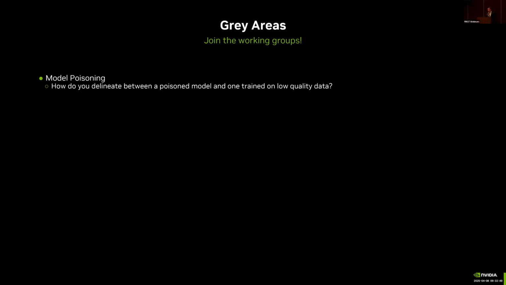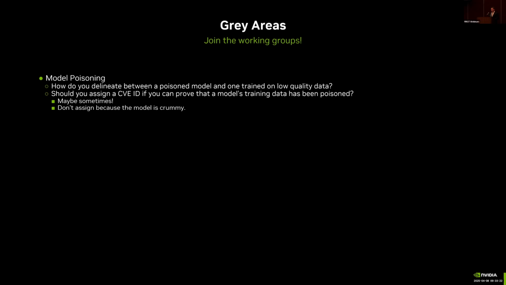Model poisoning. How do you delineate between a poisoned model and one trained on low quality data? Model poisoning is when I give a bunch of bad data to your model so it can't classify my malware sample or whatever. I think it's really hard to tell the difference between a model that's been poisoned and a model that you just trained on kind of garbage data. Should you assign a CVE ID if you can prove that a model's training data has been poisoned? And to me, that's a resounding maybe sometimes.